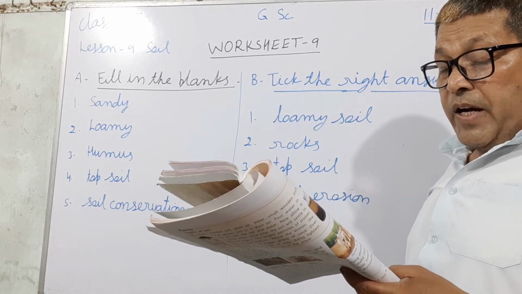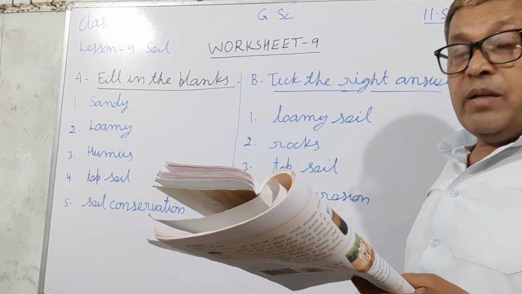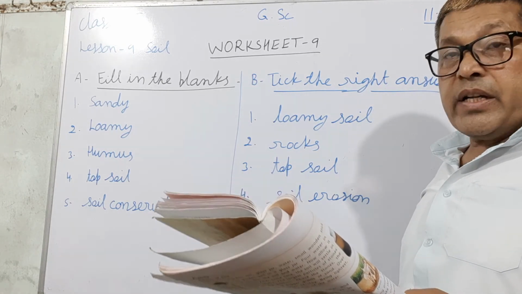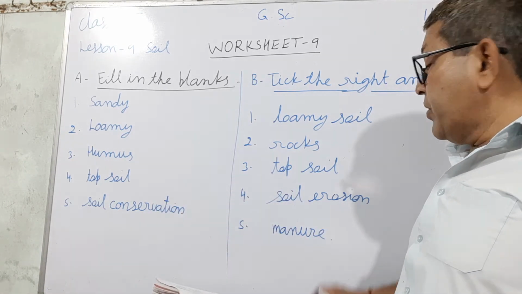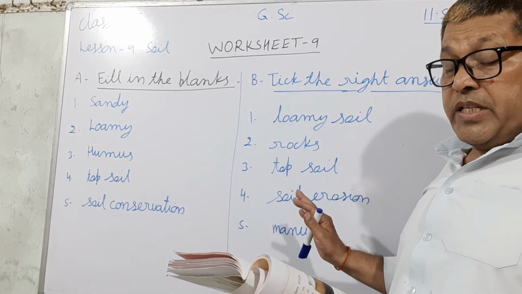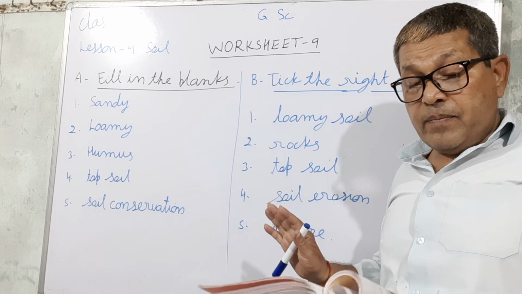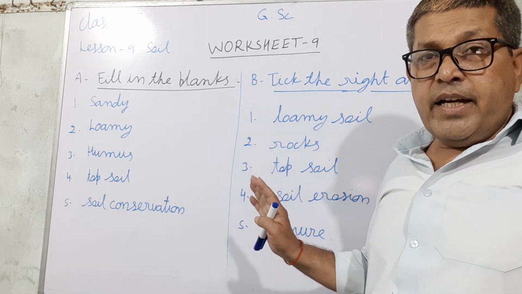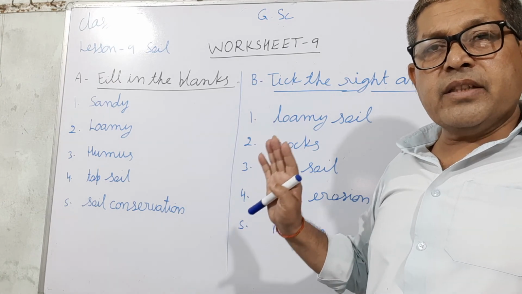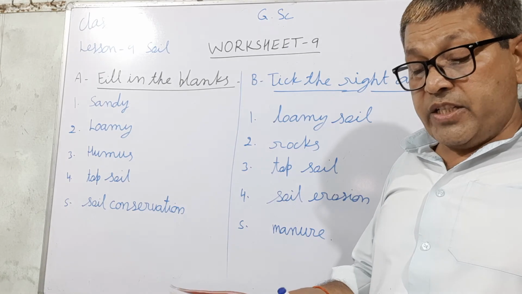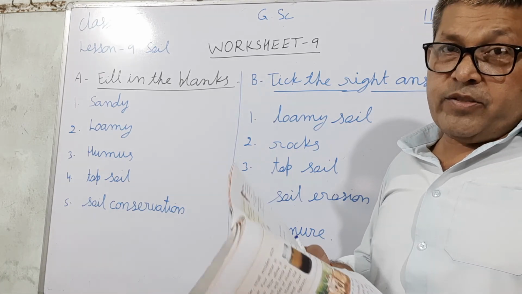Now fifth, farmers make the soil fertile by adding. Three options are given: air, water and manure. So manure is the correct option. So you write the answer. While writing, you have to write all the three options, and after writing all three options, make the tick against the right answer.